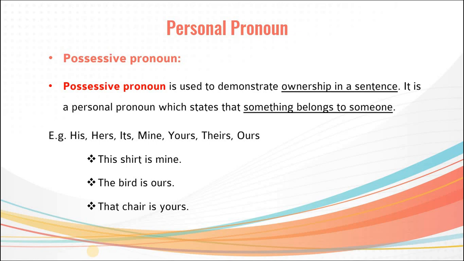The shirt is mine. You're talking about the ownership of the shirt. You're talking about the property that belongs to you. The shirt is mine. So mine is used here in the possessive case. The bird is ours. We are the owners of the bird. That chair is yours. You are the owner of the chair. So talking about the ownership, yours, ours, mine, theirs, its, hers, his, all these pronouns are called the possessive pronoun.